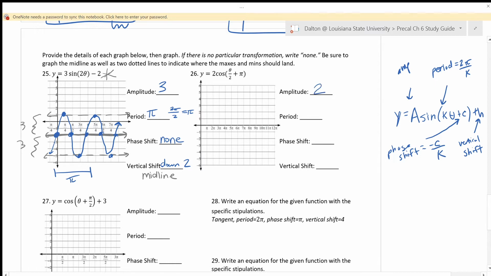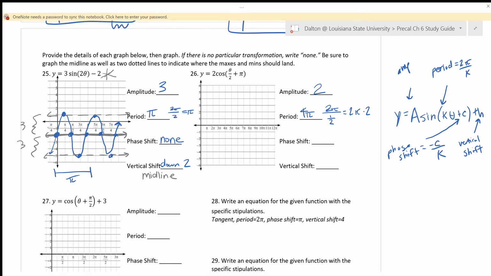Period is found by doing 2 pi over k. So I've got 2 pi over my k value. Notice if I have theta over 2, that means my k value must be 1/2. And then 2 pi divided by 1/2 is the same thing as doing 2 pi times 2 over 1, or just times 2. Okay, and then 2 pi times 2 is 4 pi. So this time it's going to take twice as long for my graph to get through one period.